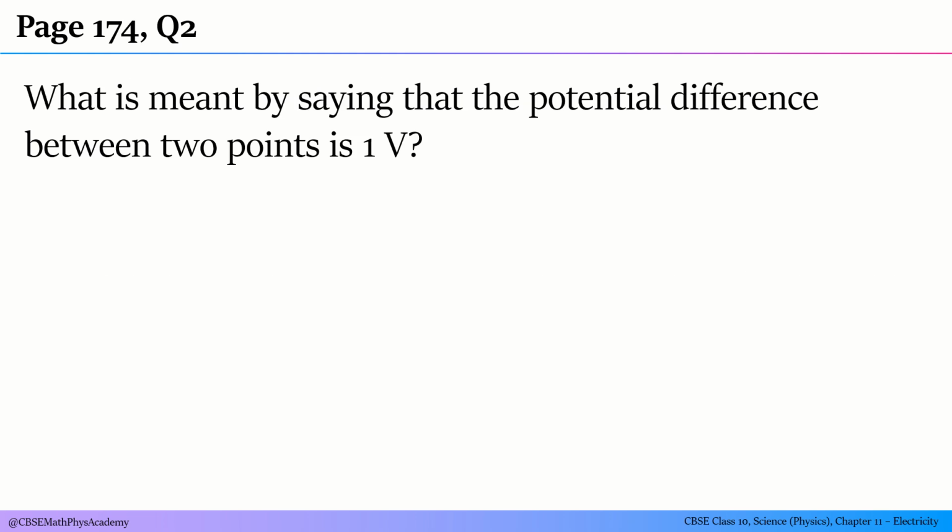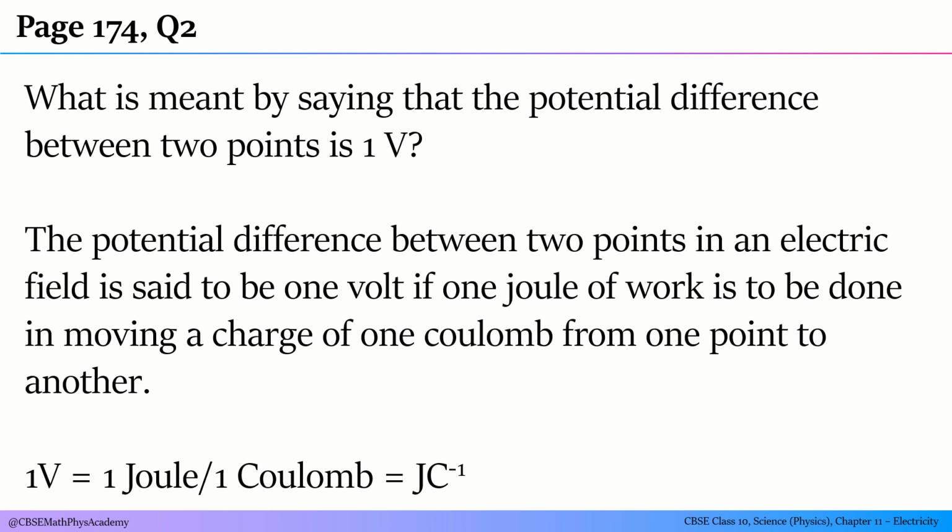Going to the next problem: what is meant by saying that the potential difference between 2 points is 1 volt? This is a quite often repeated problem pattern. Either they ask about 1 volt or they ask about 1 ampere. So the potential difference between 2 points in an electric circuit is said to be 1 volt, if 1 joule of work is done for moving a charge of 1 coulomb from one point to another point.